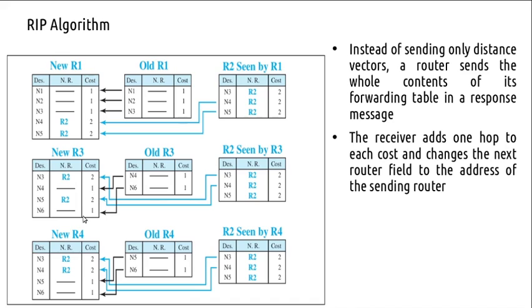So in this case similarly R2 is exchanging a table to R3. Here also there is an update taking place. You will change the next router address. This is the next router address. You will just update. This is an update which is done.